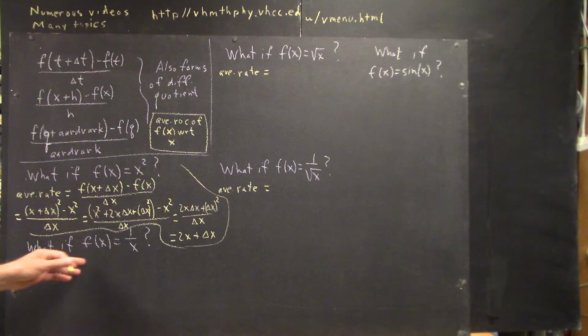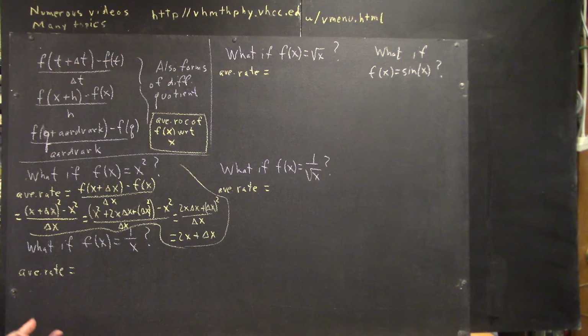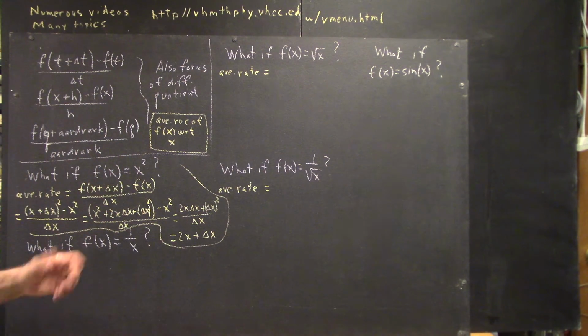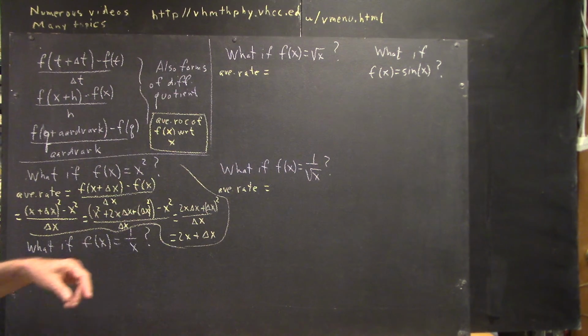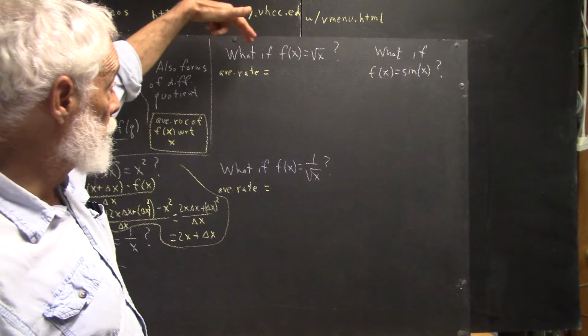Now, what if f of x equals 1 over x? What do you get? How would you simplify it? You might not get all that far in simplifying it. I know I had to be shown, and then it seemed pretty obvious, but there are algebra tricks that we might or might not be completely good with.